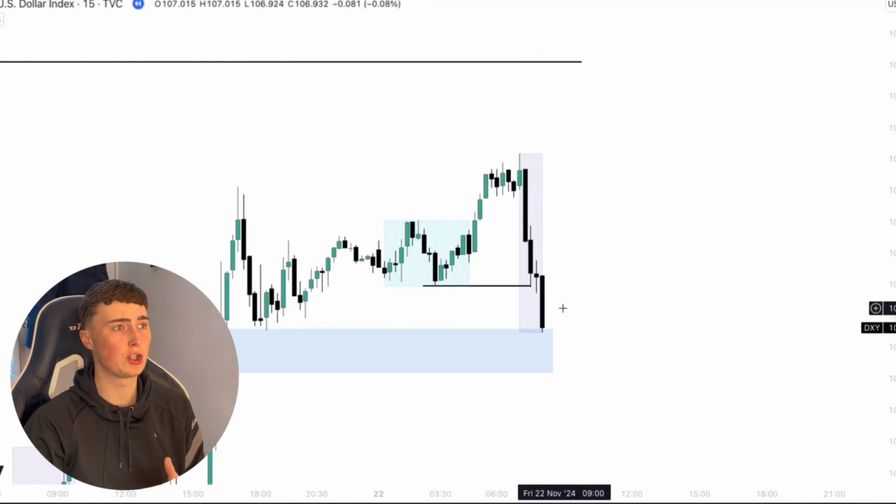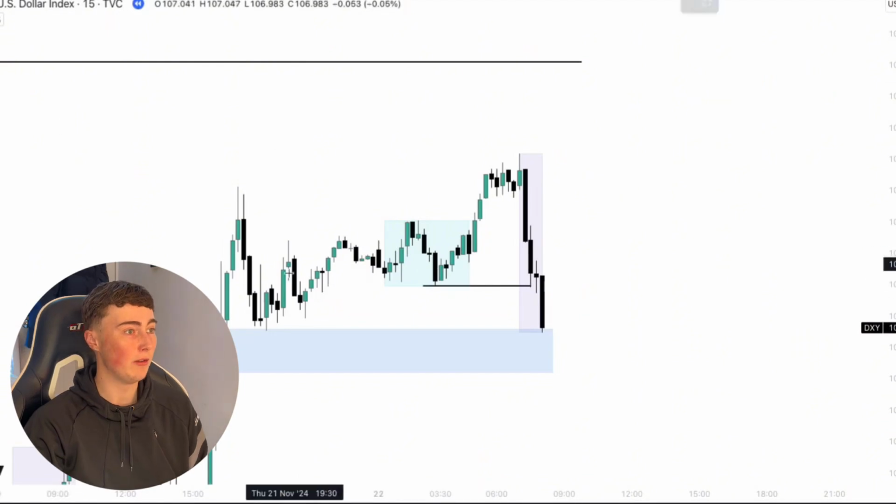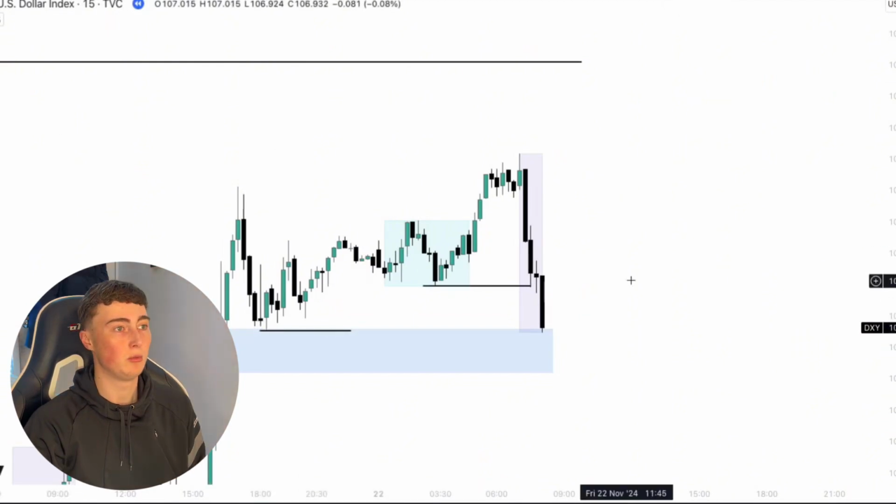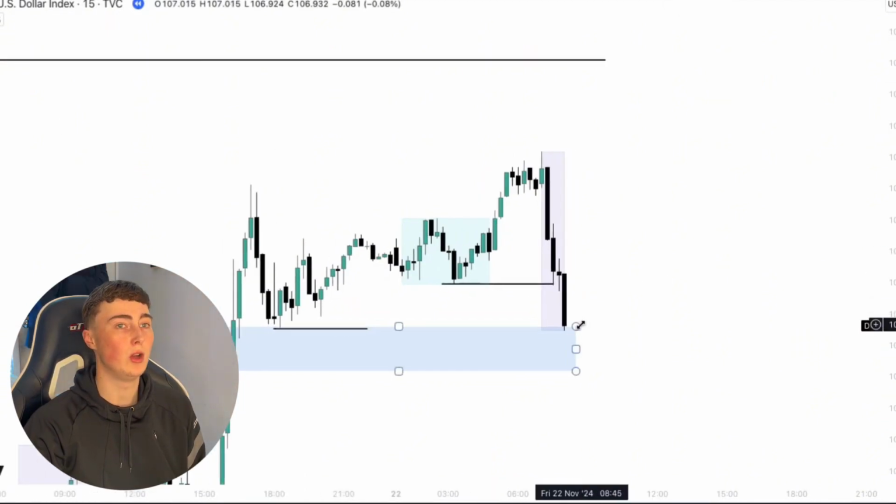So you would just look at it as a session power of 3, and you would anticipate this to just be a manipulation. So once we get that manipulation below Asia liquidity, we have another old low down here. Price is now likely to go to your actual higher time frame bias. Now we have the liquidity sponsor.